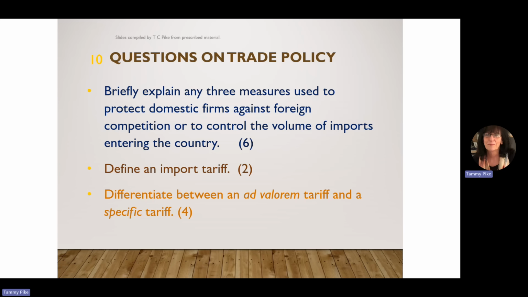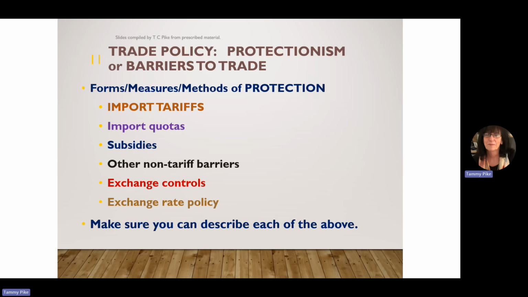And then can you define an import tariff? And then can you also distinguish between an ad valorem tariff and a specific tariff? We give you the most information on tariffs, and so you can expect the most questions to be on tariffs. But we can also question each of the others. Be sure that you can describe, at least in brief, each of these different restrictions that we can place on imports.